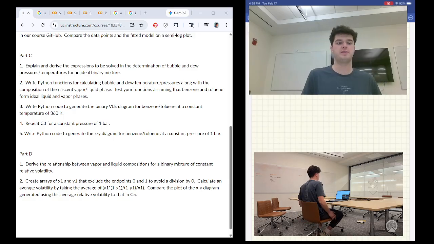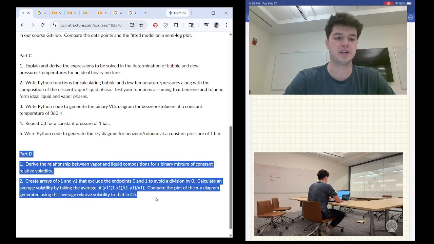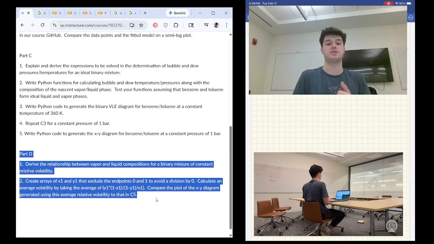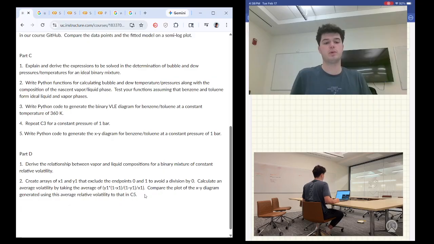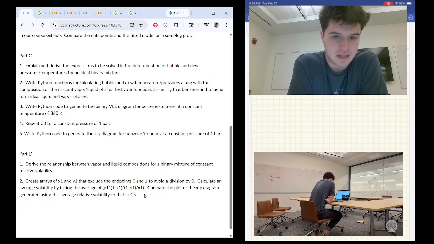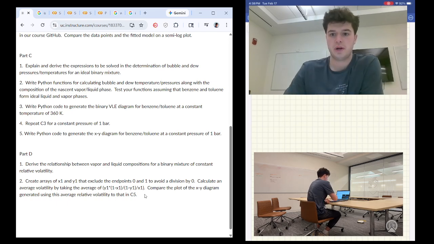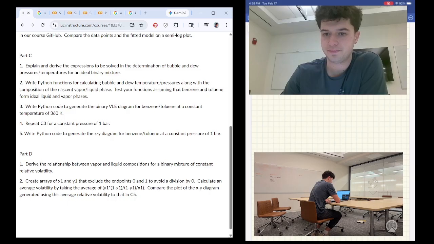And as you can see on the left in part D, this is what we're going to be doing. First, we're going to be deriving the relationship between vapor and liquid compositions for a binary mixture of constant relative volatility. And then we will also be creating arrays in Python. And then we will calculate the average volatility by using that equation there that you can see, and we will compare this plot generated. So without further ado, let's get into it.